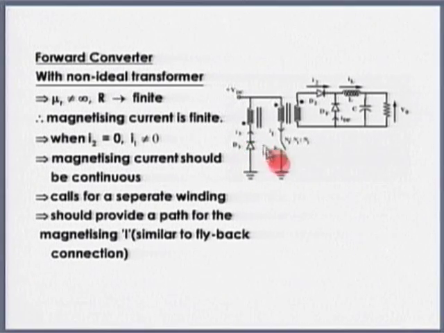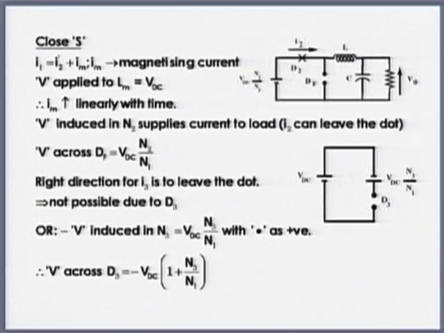What is the voltage rating of D3? See here, the voltage applied to the primary with N1 turns is VDC with the dot as positive. So this terminal is positive. The voltage induced in this coil is VDC times the turns ratio, where the turns ratio is N3 over N1. So the positive of the battery is connected to the negative of the induced voltage source in the winding. The voltage rating of diode D3 I can determine from the supply voltage and the turns ratio. So it comes out to be this one.